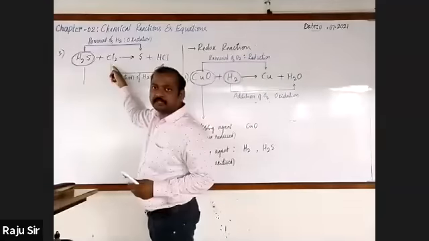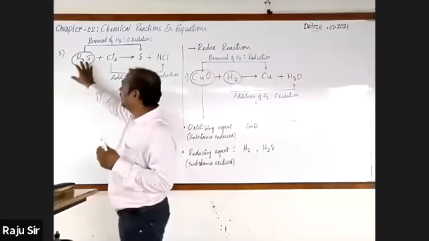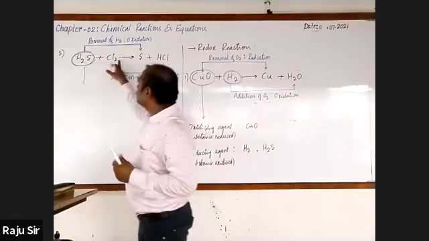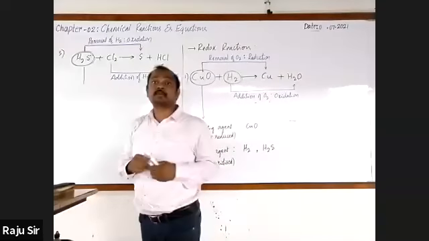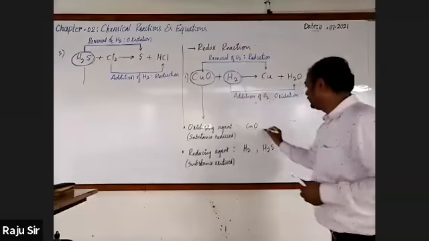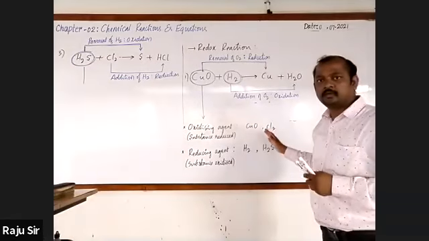And here we have one more compound, that is chlorine. This chlorine is able to remove the hydrogen from hydrogen sulfide. The substance which removes hydrogen is called oxidizing agent. So chlorine is the oxidizing agent. Here only, chlorine, Cl2. Clear?